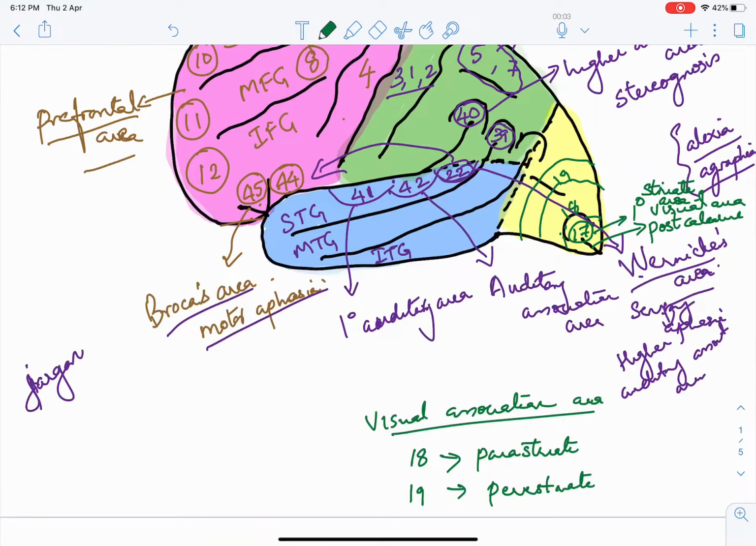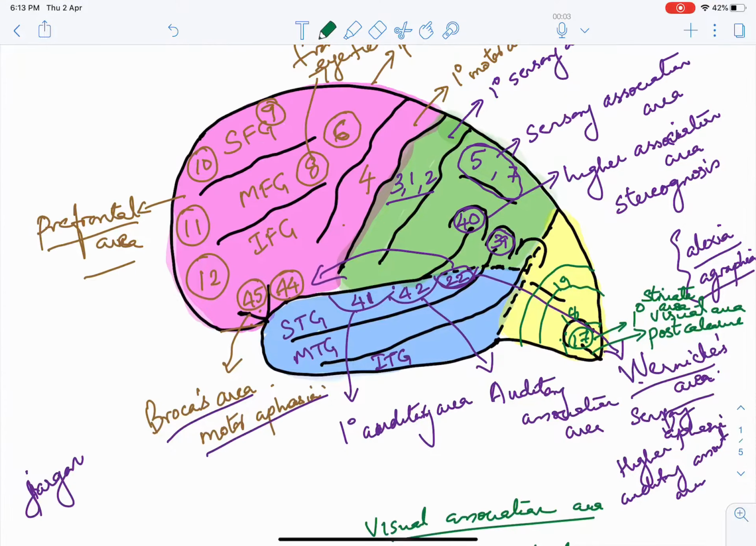So in the walls and the floor of the lunate sulcus you get the parastriate area, that is area number 18, and you get the peristriate area, that is area number 19, away from the lunate sulcus. So what is the function of the visual association area? We are able to correlate with past visual experience and we are able to recognize objects. So that is the function of the visual association areas.